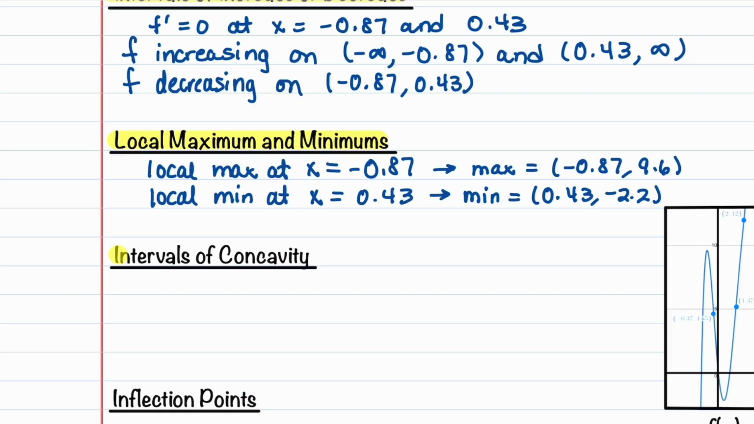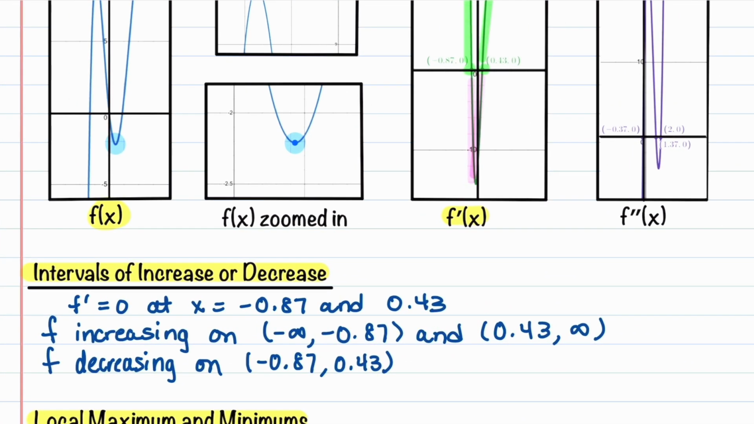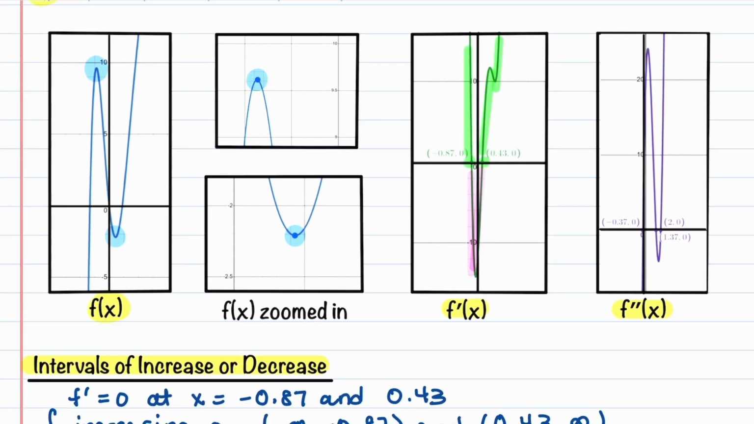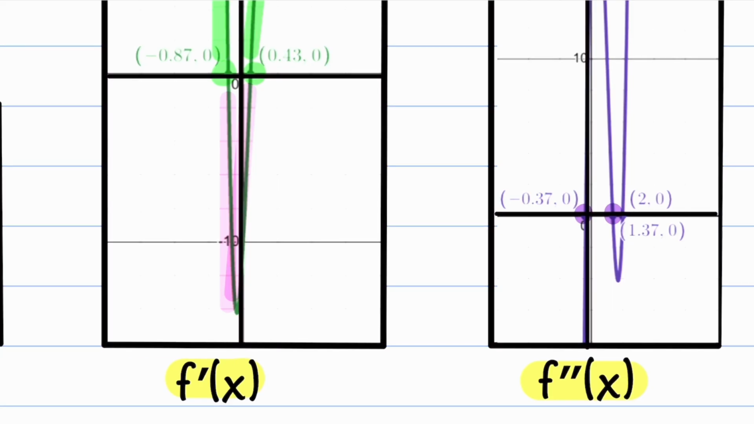Let's now find where our function f of x is concave up, concave down, and where it has inflection points. To locate these intervals, we need to look at the graph of f double prime of x. I have that right up here. That's this graph right here. And we need to see where it equals 0. Let me go ahead and let's zoom in. And we can see that it equals 0 at this point, minus 0.37 for x. And then at this point, when x is 1.37, and then at this point, when x is equal to 2.